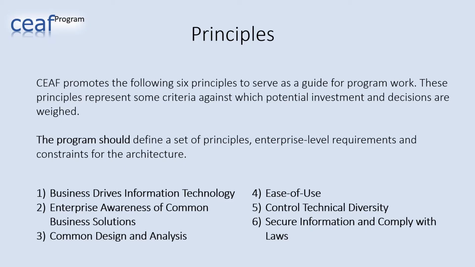The state EA program has adopted a set of six principles that drive the culture of enterprise-level EA capabilities and services. These principles are: business drives information technology, enterprise awareness of common business solutions, common design and analysis, ease of use, control technical diversity, and secure information and comply with laws. Your program should adopt a set of principles that reflect the culture of the program and support attainment of the organization's target architecture. The principles are more than guiding to programs, but also apply to design and decision boundaries.